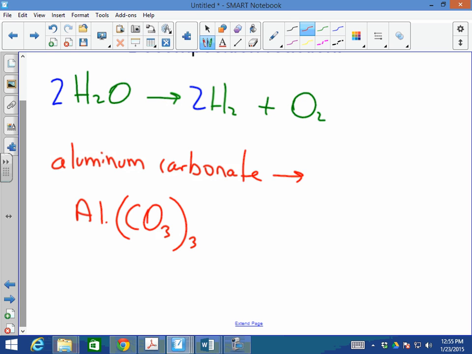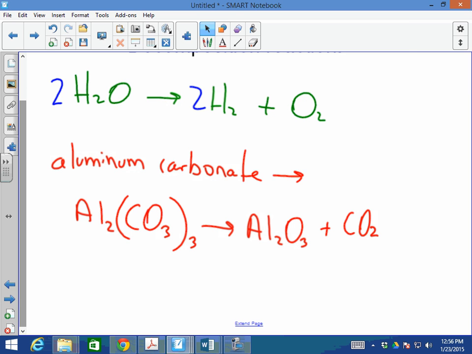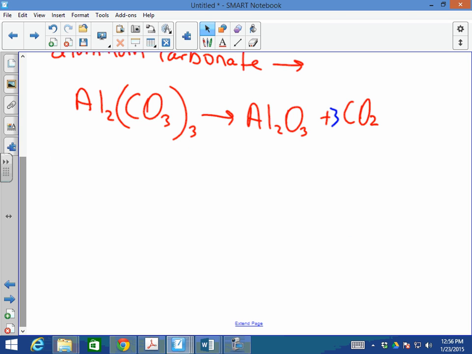Just 3 there, 2 there. This breaks down to give me aluminum oxide. These 2 on Al came from oxygen, and the 3 on O came from aluminum, plus CO2. If we go ahead and balance this equation, we end up with 3 here, and we're good.